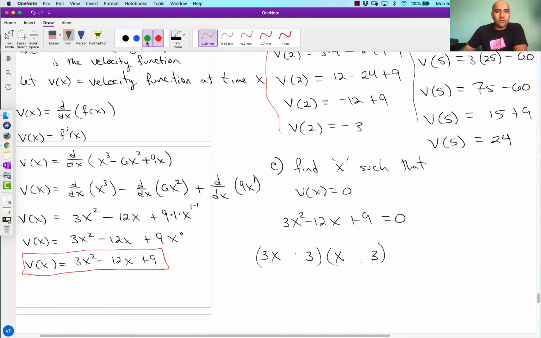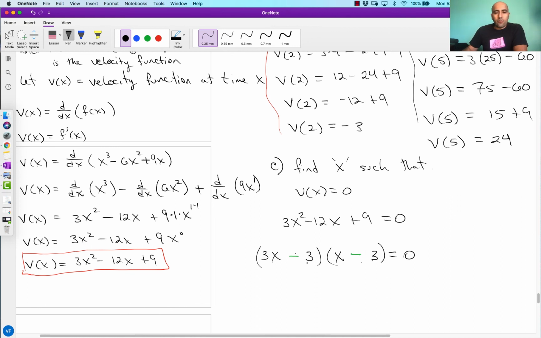So let's put a minus here and a minus there. Let's see. That gives me 3x squared minus 9x minus 3x gets me to minus 12x plus 9. Okay, good. So using the guess and check method, we figured out it equals to that.